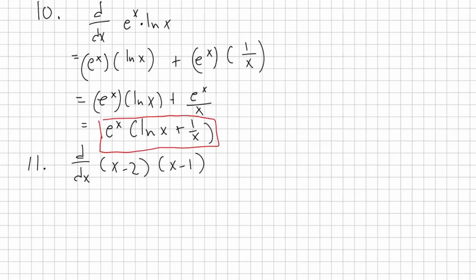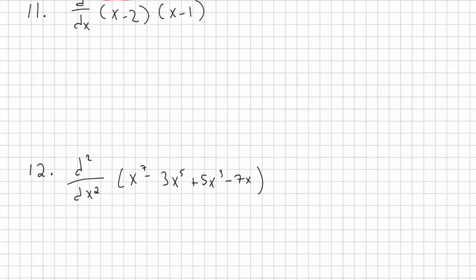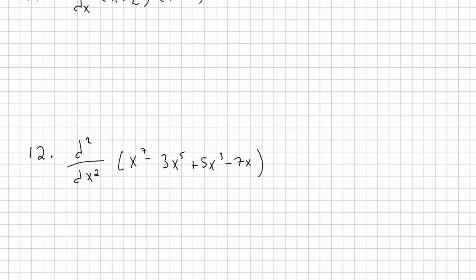Okay. So now for our next question, we've got d over dx of x minus 2 multiplied by x minus 1. So for this one, I'd generally just FOIL and then solve it regularly. But there's probably another way to do it. But let's do that. So we get x squared minus x minus 2x, and then plus 2. So this is x squared minus 3x plus 2.